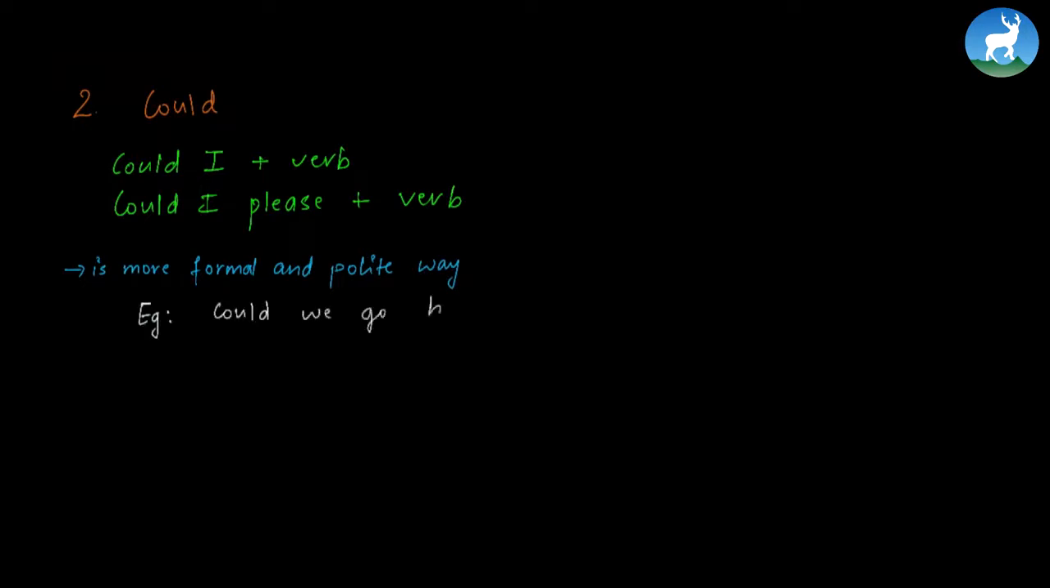So here's an example. Could we go home now? Here's another example for you. Could I please ask you a question? So basically, you are being more formal and polite. So could we go home and could I please ask you a question are more polite than can I go home and can I please ask you a question. So it's more polite and more formal.